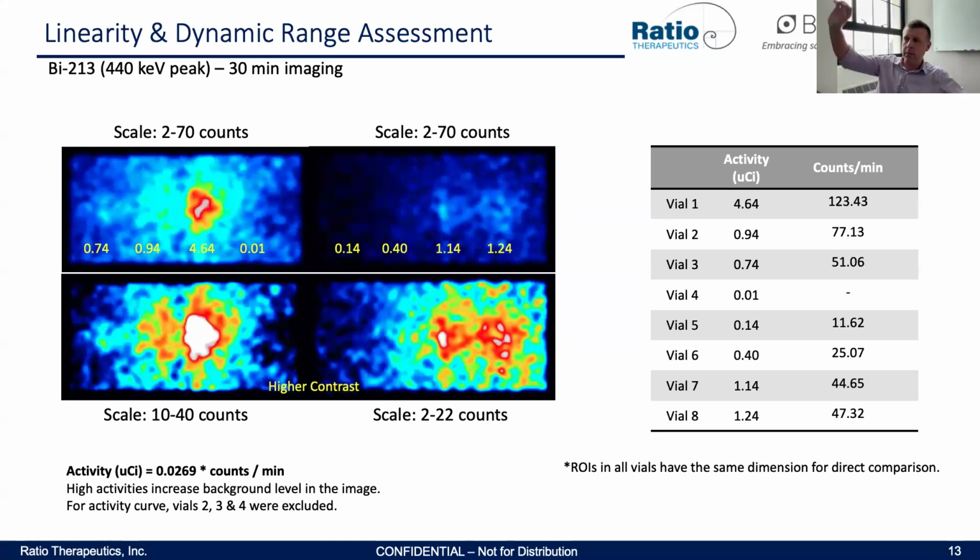And then the same story, even amplified a little further with the 440 keV peak of bismuth-213. So again, this is helping to set what our expectations are going to be as we move into the in vivo animal imaging.